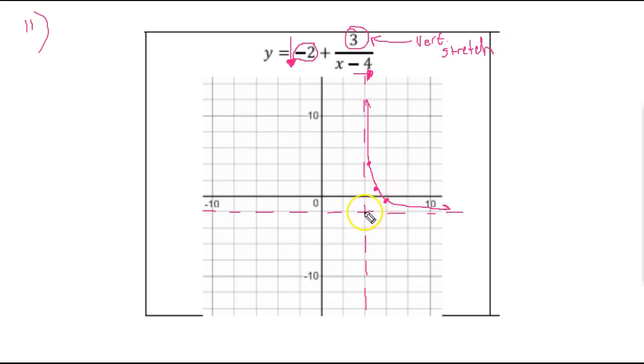Over here, I do the same thing. It was 1, 1, but now it's going to be 1, 3. 1/2, 6. And 2, 3/2. And so that just stretched it a little steeper onto my graph.